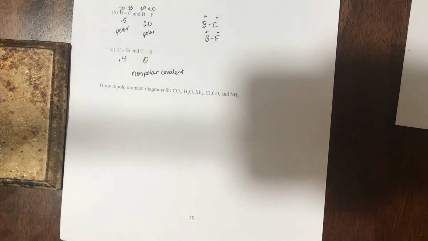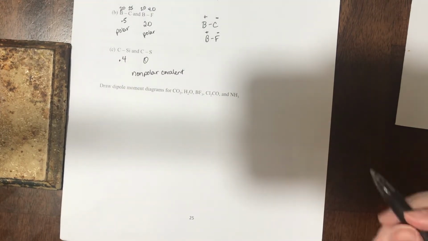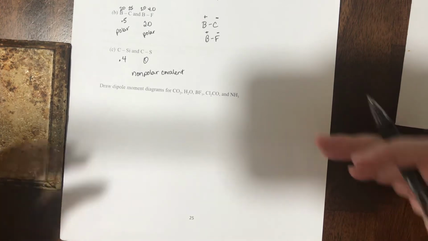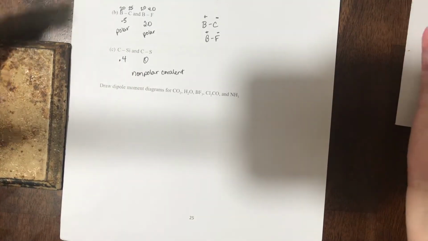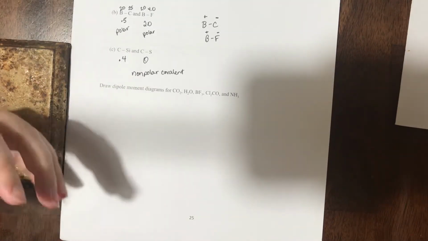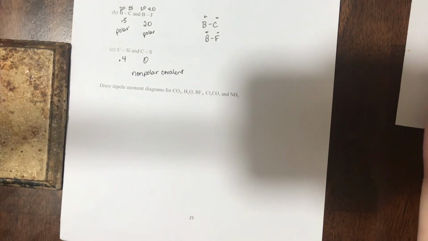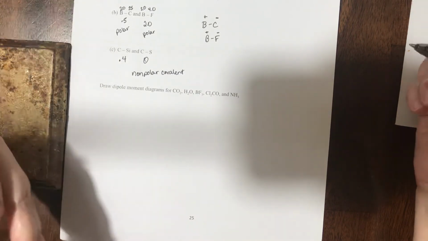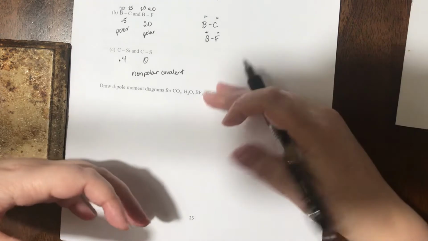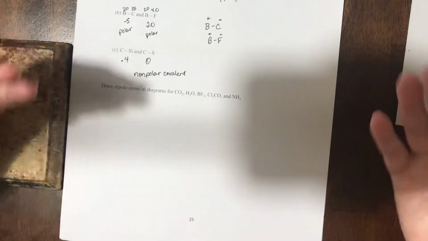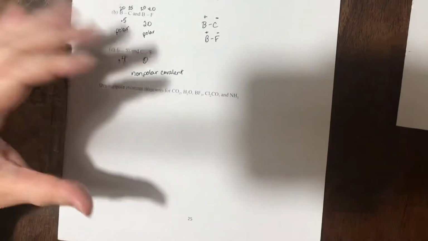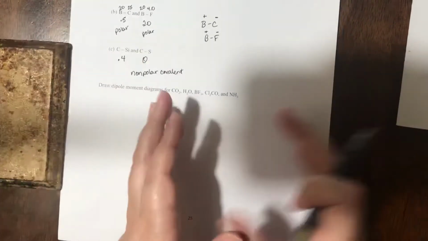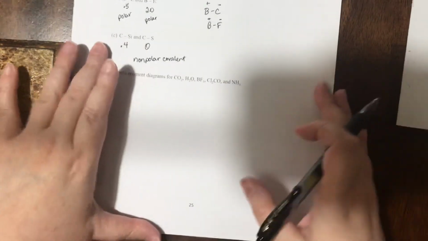Okay, this says draw dipole moment diagrams, and then it gives you several molecules. What we're going to do is go through the process of figuring out whether each of these molecules is polar or not polar. There's a step-by-step process, which I'm going to outline here and do the example of CO2, and then I'm going to move to a different page to do the other ones. If you want to squeeze them in, you'll have to draw smaller than I draw them.